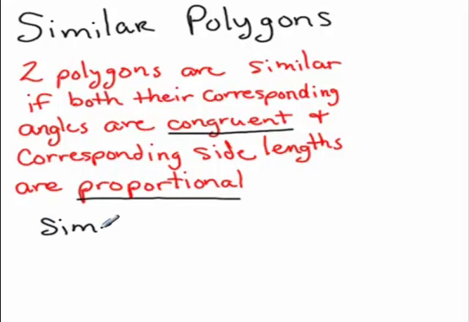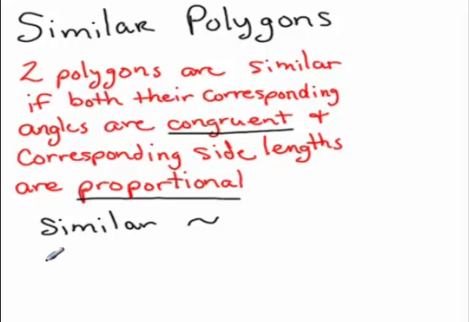If we're referring to figures being similar, we use the symbol, the little squiggly, I like to call it. Notice that it resembles the very top portion of the congruent symbol. Now, they are not congruent. Similarity just means that the angles are congruent, but the side lengths are proportional.